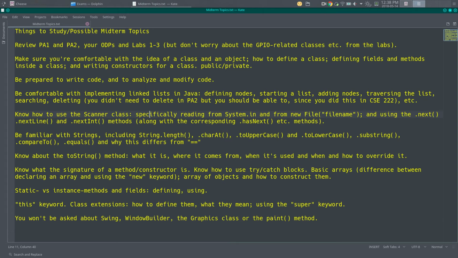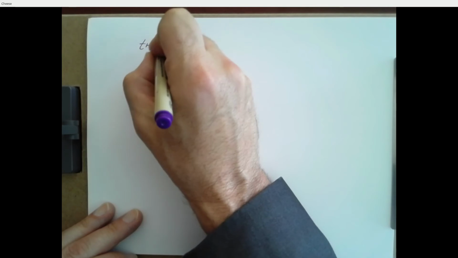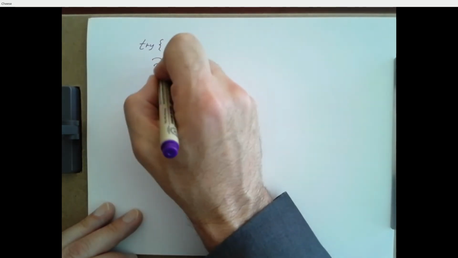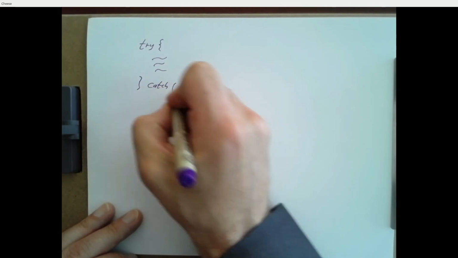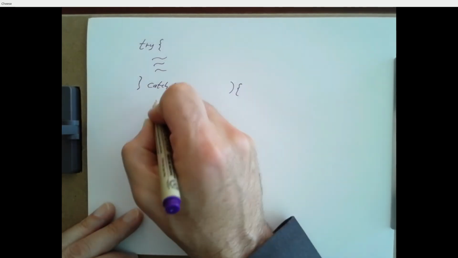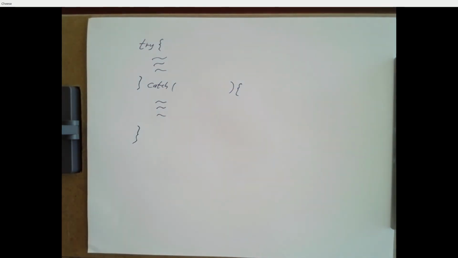And so I say somewhere around here, try-catches are something you should know. So let me just do those here. And this is more syntax that I want you to be able to reproduce. So try curly bracket, body of the try block, catch curly bracket, body of the catch block.